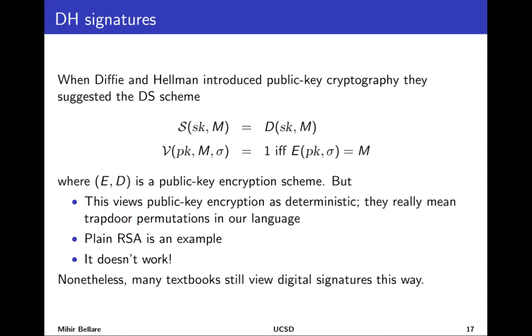But as time went on, people realized that this has got quite a few deficiencies. In particular, it seems to think public key encryption is deterministic. So what they really mean in our language is what we call trapdoor permutations. But more importantly, it just doesn't work. RSA is an example where something like this fails. But nonetheless, if you look on the internet and in some textbooks, you'll often find that they do kind of think of signatures as the reverse of encryption.